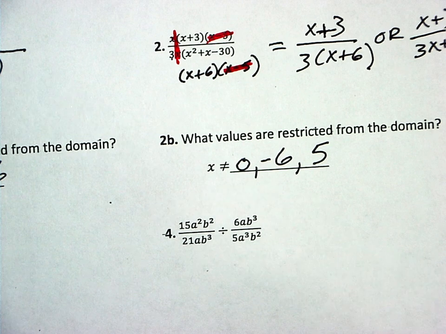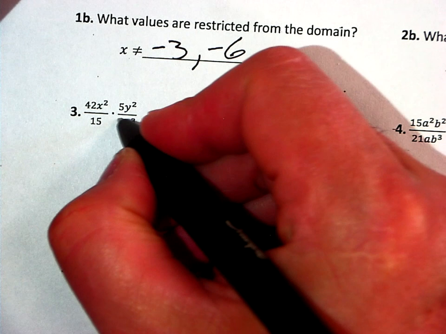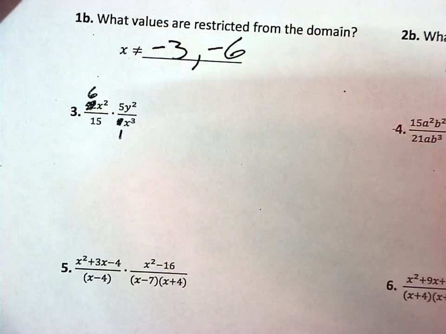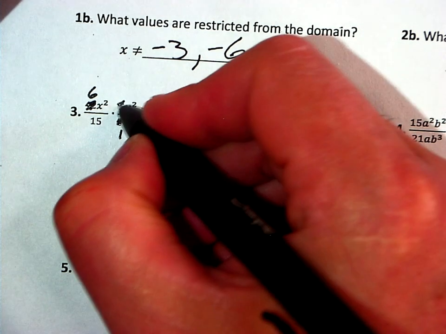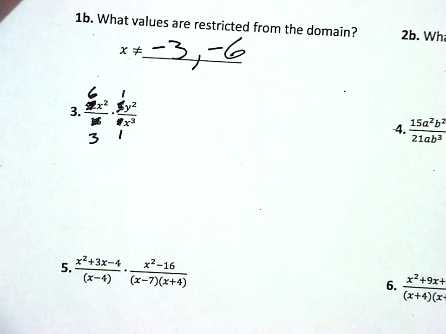All right, moving on. Number 3. There are several ways to do number 3. Let's do the easiest. Well, the easiest way would probably be to cross cancel the numbers before you did anything. So 7 goes into 7 once, 7 goes into 42 6 times. 5 goes into 5 once, 5 goes into 15 3 times.